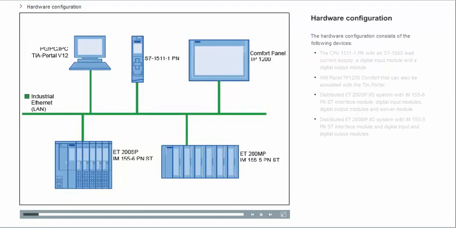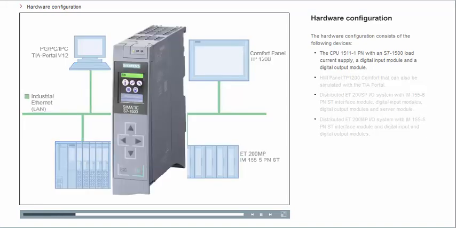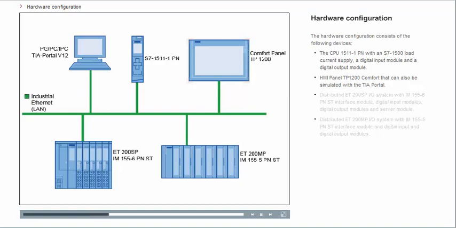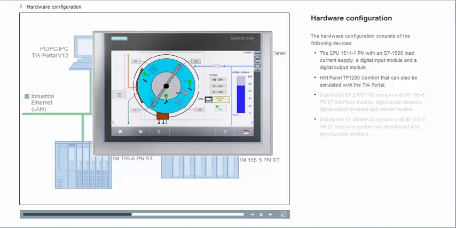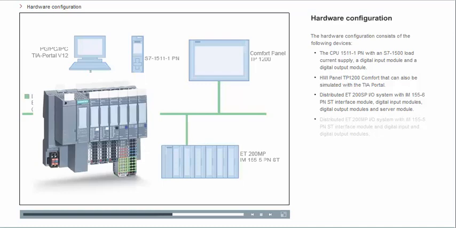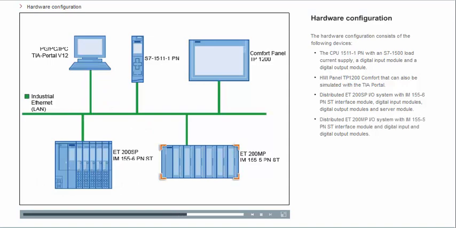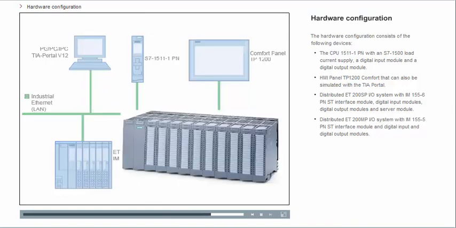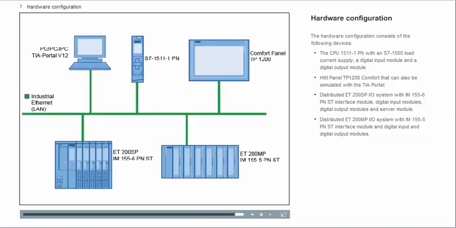The hardware configuration consists of the following devices: the CPU 1511 1PN with an S7-1500 load current supply, a digital input module, and a digital output module. HMI panel TP1200 Comfort that can also be simulated with the TIA portal. Distributed ET200SP I/O system with IM155 6PN ST interface module, digital input modules, digital output modules, and server module. Distributed ET200MP I/O system with IM155 5PN ST interface module and digital input and digital output modules.